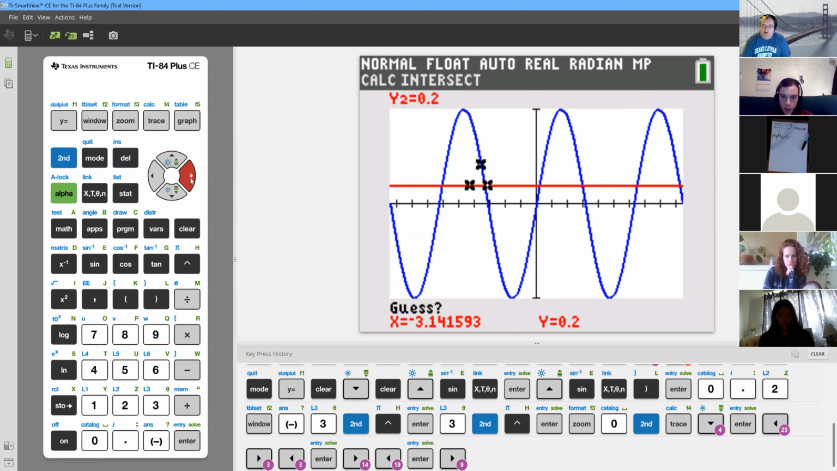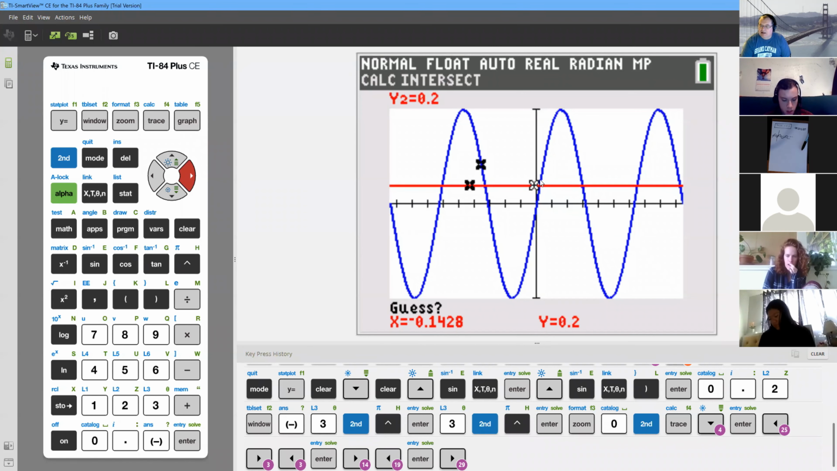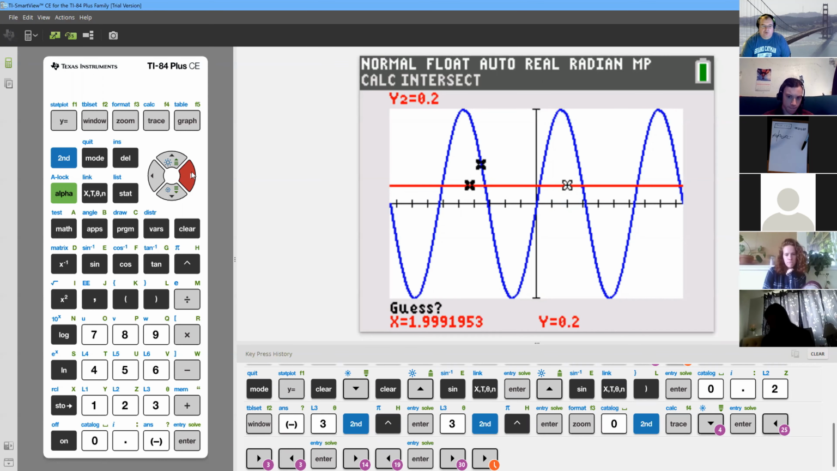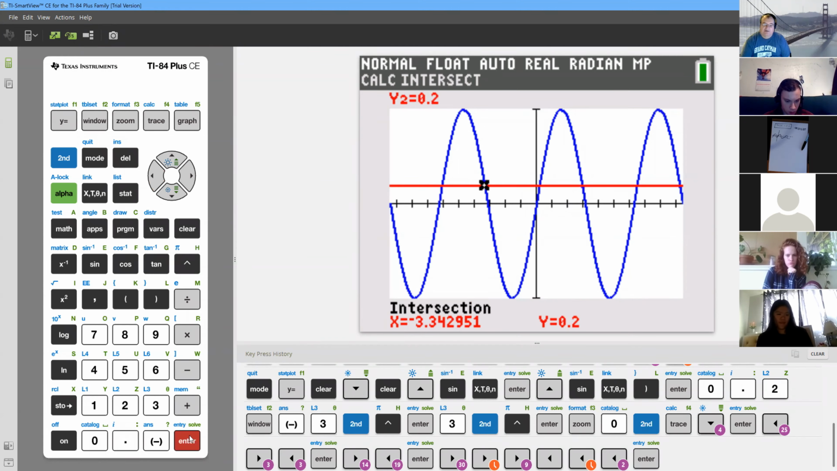Well, as I move my little cursor around, do you see that I can move to anybody. So for instance, if I went and entered here, it would tell me that solution. If I went a little bit closer, say here, it would get me that solution. The one I've decided I want is the one over here. So just pick something relatively close and then hit enter. And the answer that you get in this particular case is negative 3.3430 to 4 decimal places.